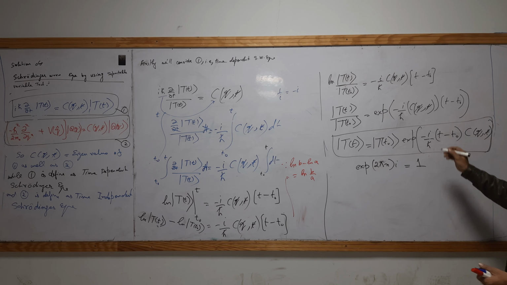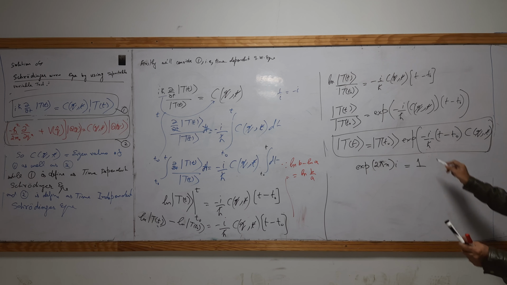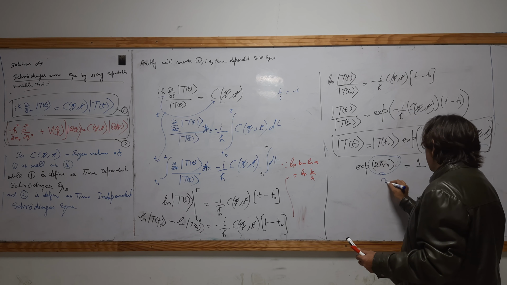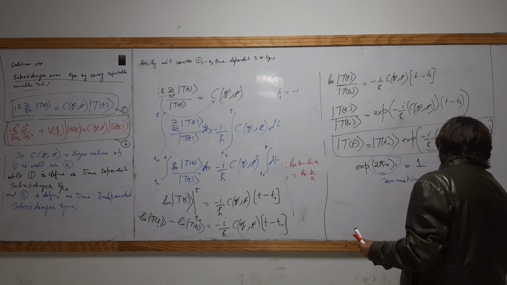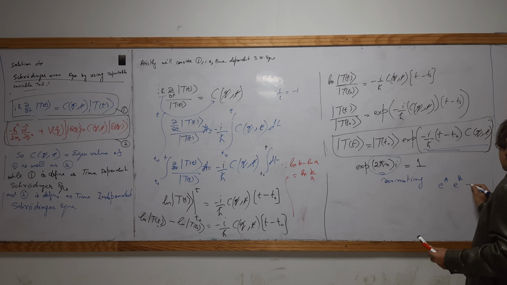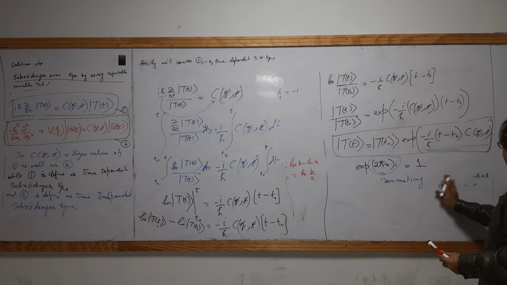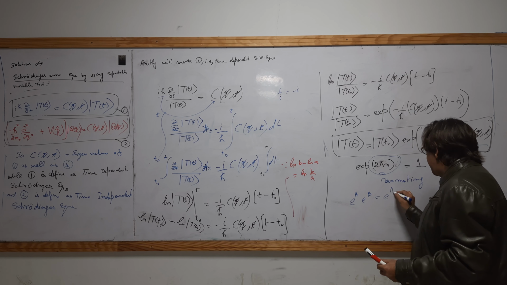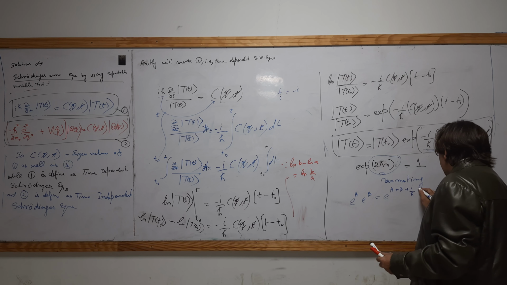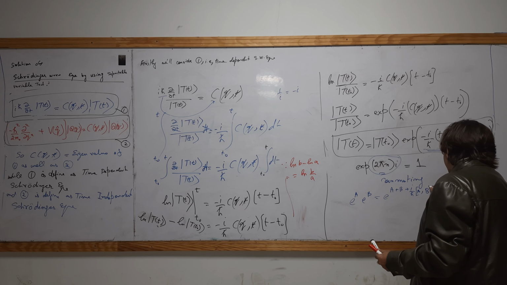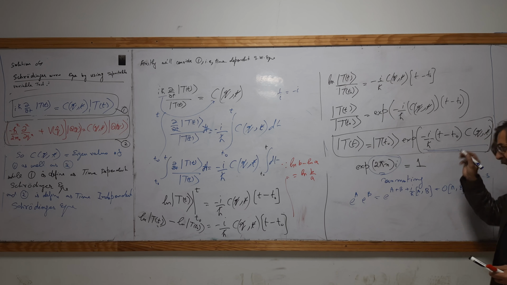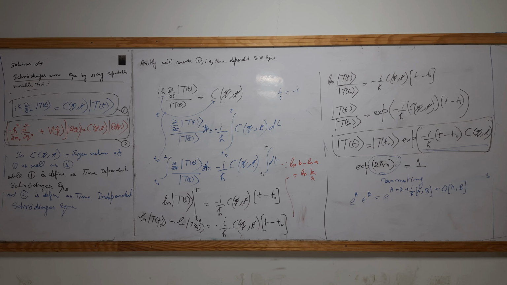So no operator is involved, so all these things will be commuting. If e to the A and e to the B are commuting, they may be written as e to the A plus B. We know that if we multiply e to the A and e to the B, that will be e to the A plus B plus iota h cut times the commutation relation of A and B, plus higher order terms in A and B. So if A and B are commuting, then all these factors will be zero.